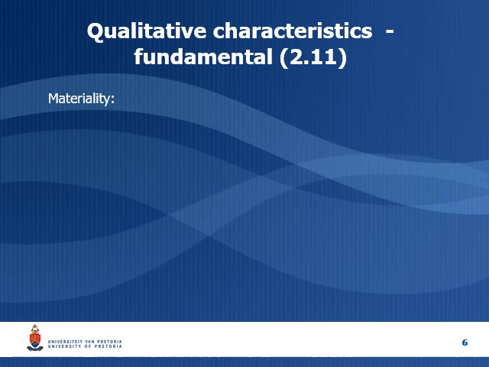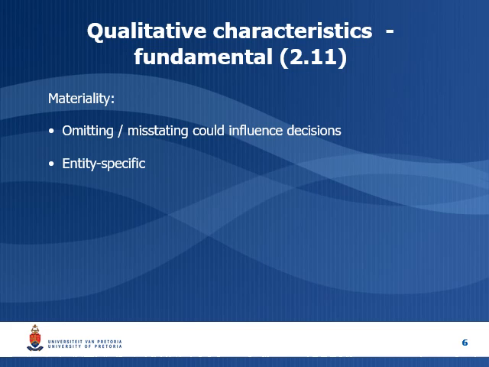Information is material if omitting it or misstating it could influence the decisions of users. It is important to realize that materiality is entity-specific. An issue that is material for one entity is not necessarily material for another entity. Materiality depends on the nature of an item, its size, or both its nature and size. Now, please do not make the mistake of viewing materiality only in monetary terms. An item can be material due to its nature, although the amount may not be material.